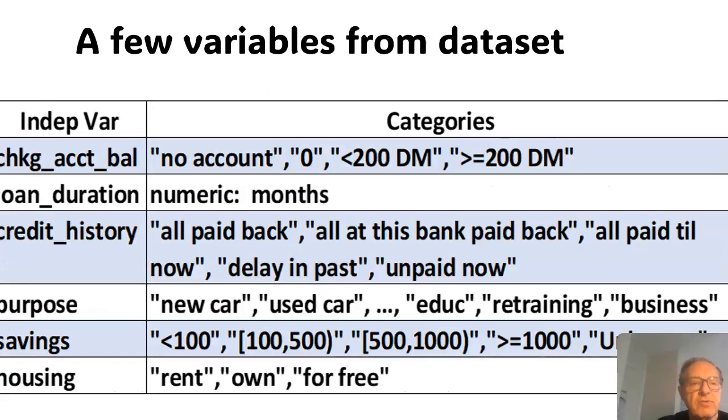Here's a little description of some of the variables that are going to be used, and surprisingly, most of them are not numerical. So, for example, a checking account balance is a categorical variable, not a numerical variable, and the values are no account, 0, less than 200, greater than or equal to 200. So it's not the numerical value of those. And similarly, many of these variables are not numerical, but categorical.